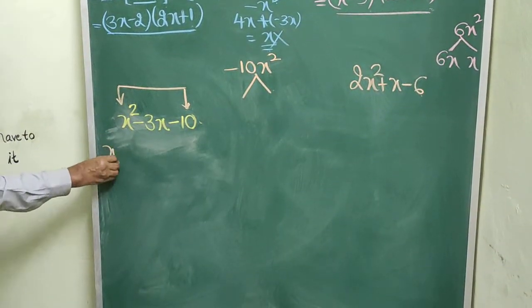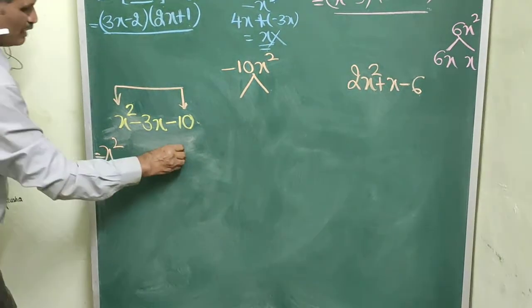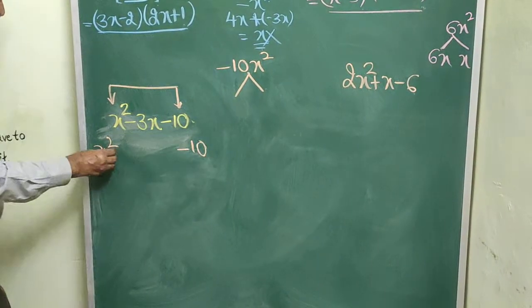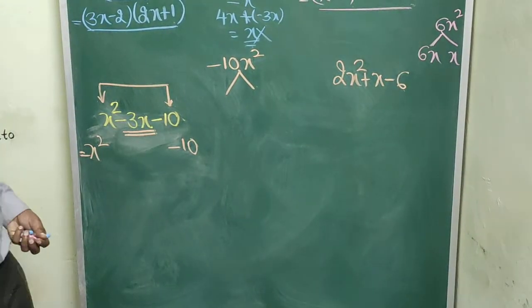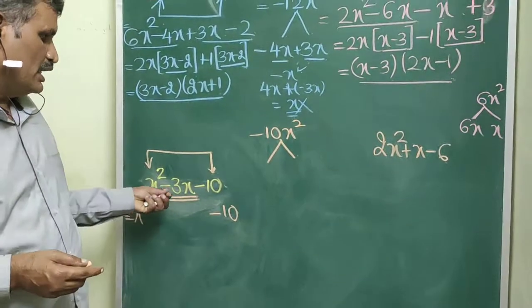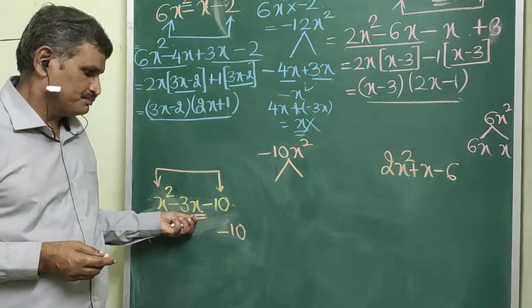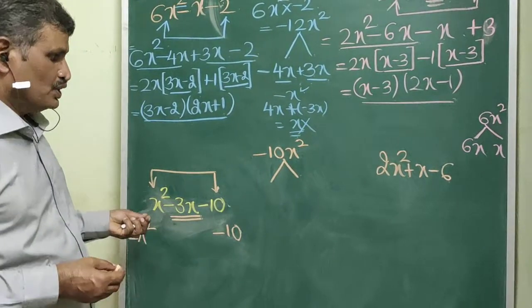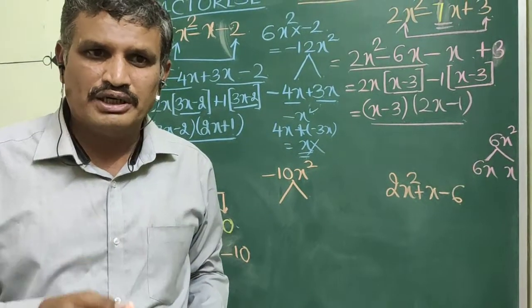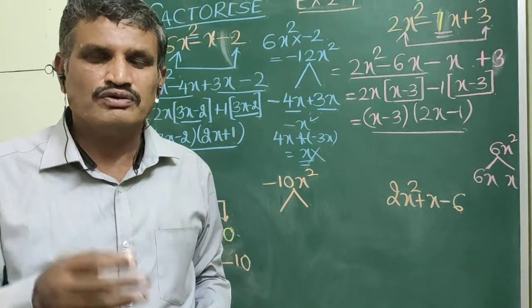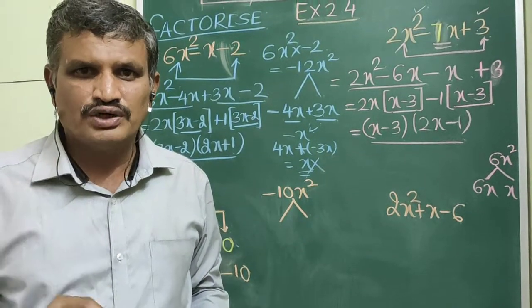So x squared and minus 10, I will write it as it is. Now the middle term is 3. I should find the factors of 10 such that on adding or subtracting I should get minus 3 rather. So factors of 10 start with 1. 1 into 10 is 10, but 10 plus 1 is 11, and 10 minus 1 is 9. It is not useful for us.